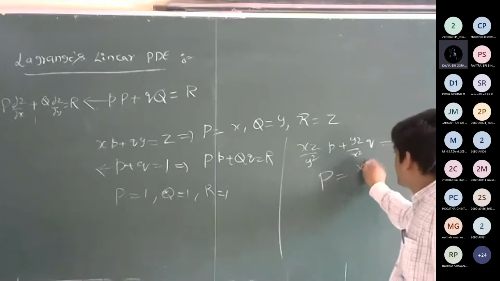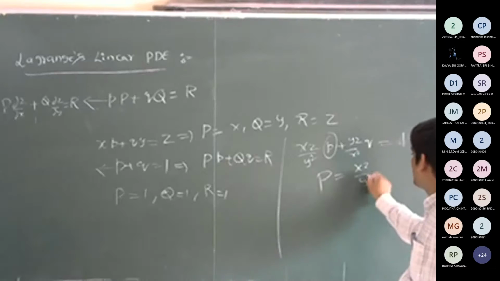So in this example, what is capital P? The coefficient of small p, xz by y square. What is capital Q?